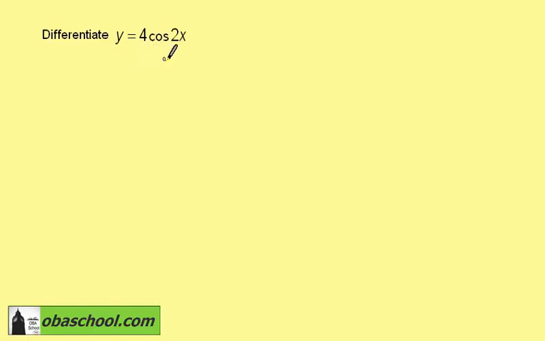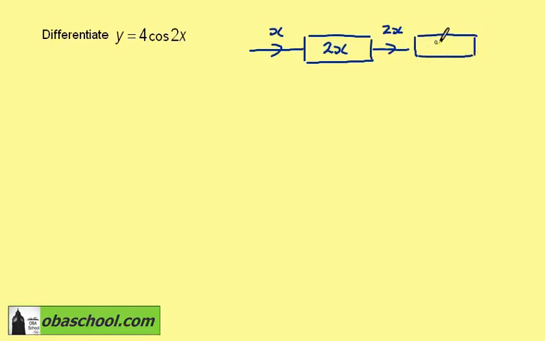We want to differentiate y is equal to 4 cos 2x. If we look at this as a function of a function, the x first goes into the 2x function, and that will give us 2x as output, and then it goes into the 4 cos x function. The output then is 4 cos 2x.